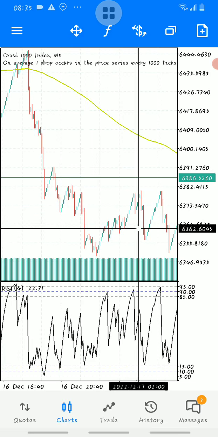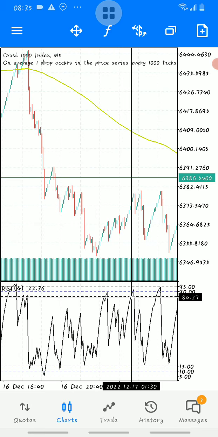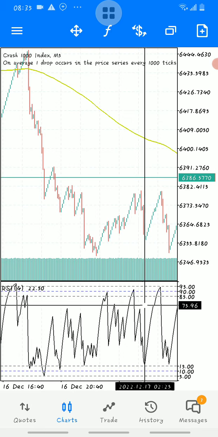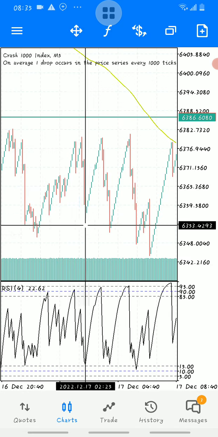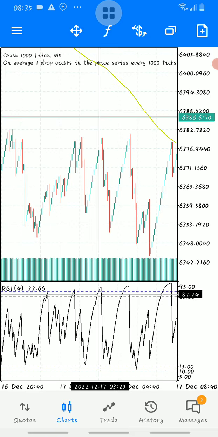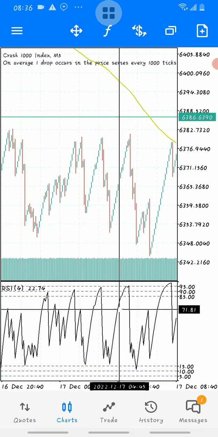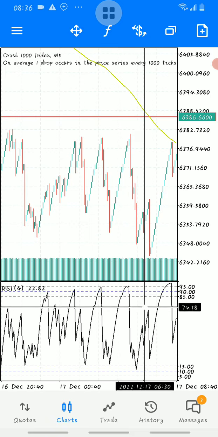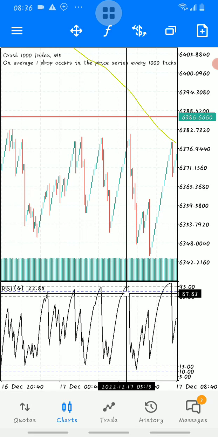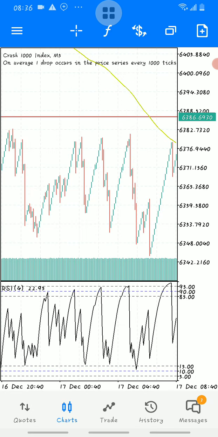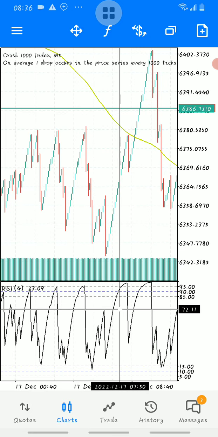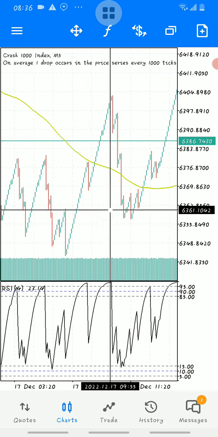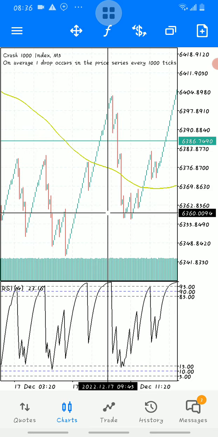Look at this too. This is another signal, and then there was a spike. There's another signal, there's a spike, and there's a lot of signals. Signal, spike, signal, spike. This one spiked before touching the RSI 85 level and 90 level. This one touches, there's a spike. This one also touches, there's a spike.